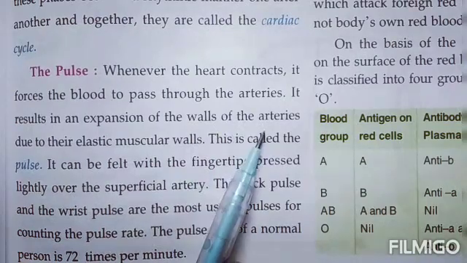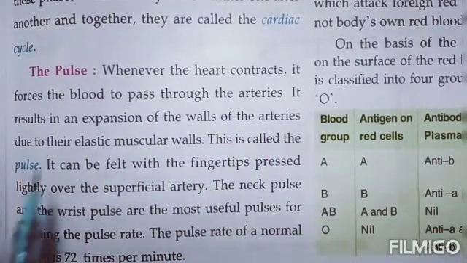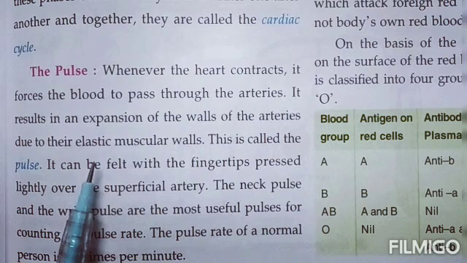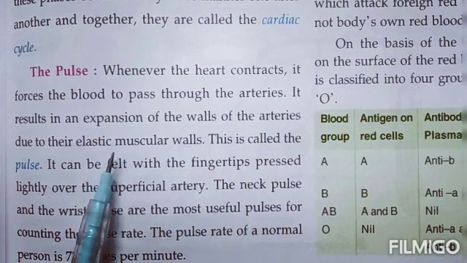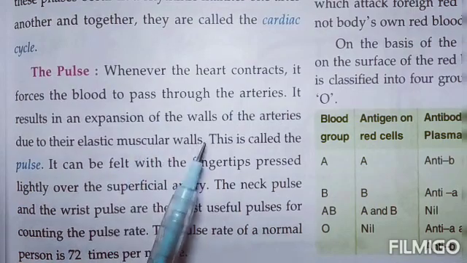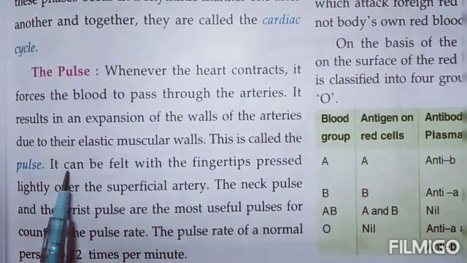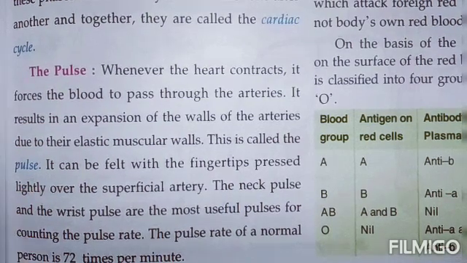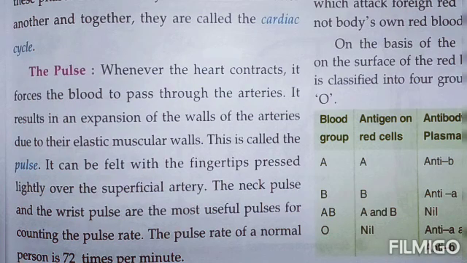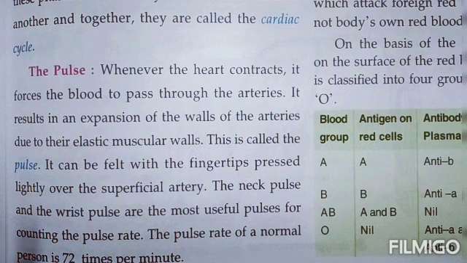Now, because the walls of the arteries are elastic, that means they can expand and they can contract without harming the arteries. So the blood can be forced easily. This is called the pulse. Now, many a time you must have been to the doctor where they put a hand on your wrist and try to count the number of heartbeats. So that heartbeat calculation that they do, children, is known as the pulse.